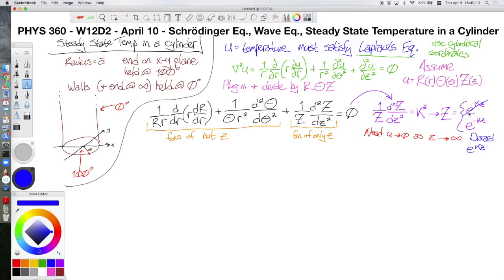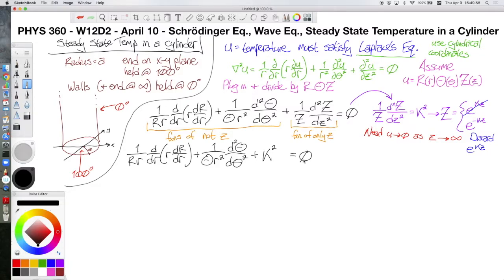So now we can rewrite what we have with the z term replaced by something else. So this becomes 1 over big R little r times the derivative with respect to r of little r times the derivative of big R with respect to little r, plus 1 over big Theta times little r squared times the double derivative of big Theta with respect to little theta. And then this whole last term just becomes kappa squared, and that all equals 0.